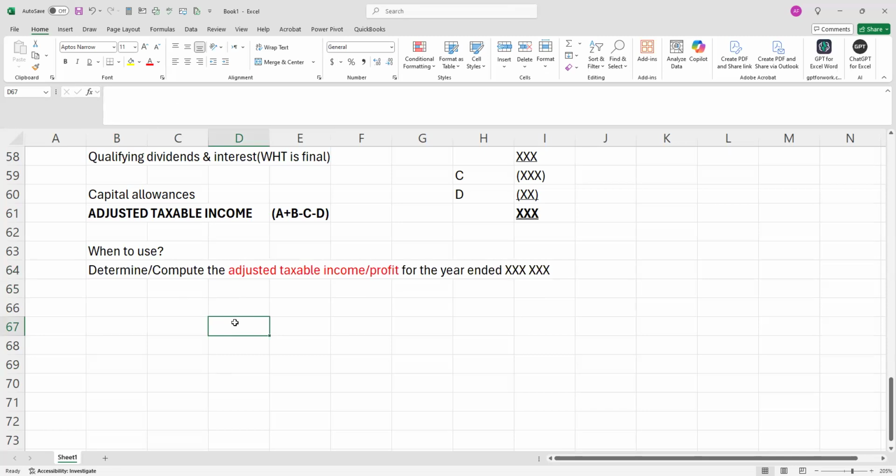You're just asked to compute or determine the adjusted taxable income, and you're not given any further instruction. Then that is the best time to use this approach.